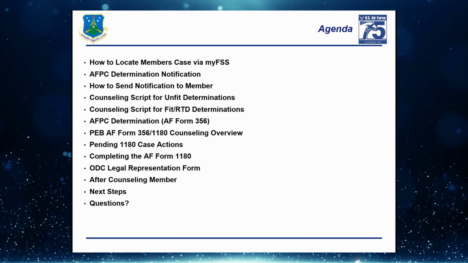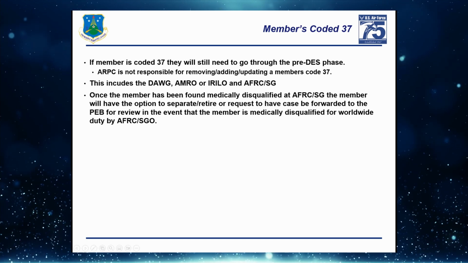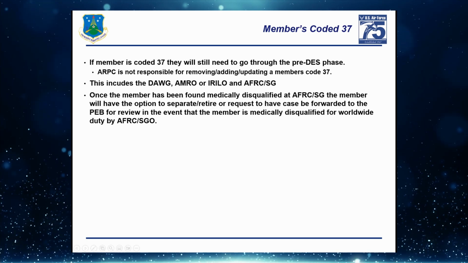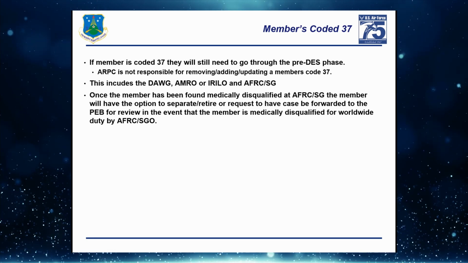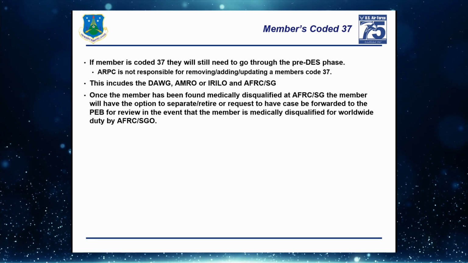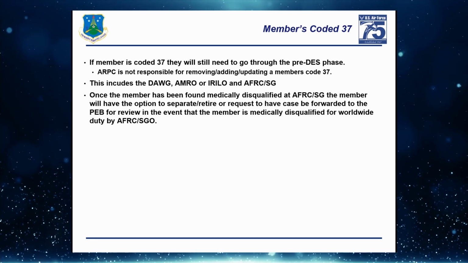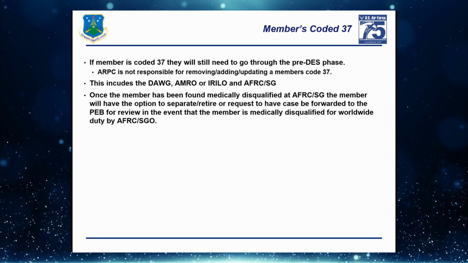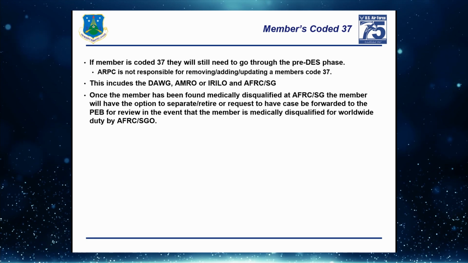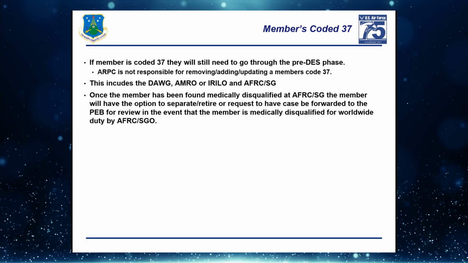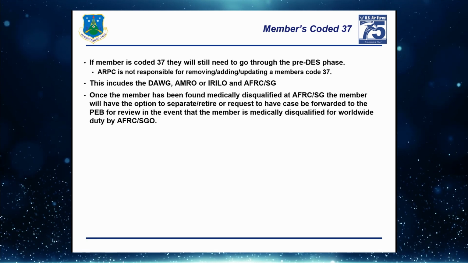Moving on, we're going to be talking briefly about this. If a member is coded 37, they will still need to go through the pre-DES phase. Note, the ARPC is not responsible for removing, adding, or updating a member's code 37. The pre-DES phase includes the DAWG, AMRO or IRILO, and finally AFRIC SG.